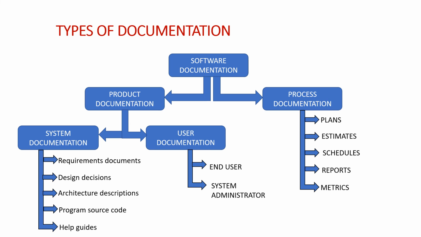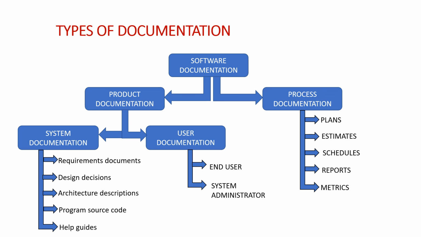Next, we'll be looking into types of documentations. The software documentation consists of two main types, that is product documentation and process documentation. The process documentation will be consisting of the plans, the estimates, the schedules, the reports and the various matrices available. And product documentation is the last system product we are talking about. So product documentation will be having the system documentation as well as the user documentation. In the user documentation, we'll be having either the end user or it will be concerned with the system administrator.